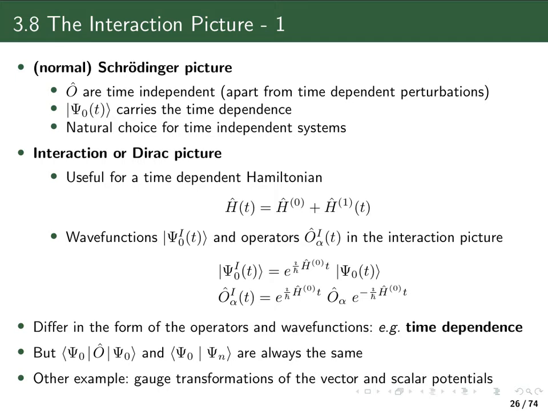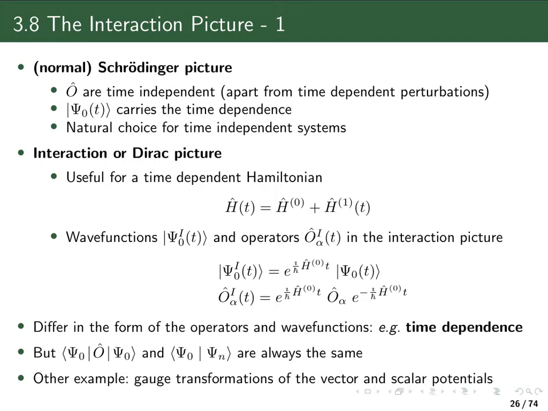In the normal Schrödinger picture, the operators are time independent in general, apart from if we have an explicit time dependence in our system, like for example, if we consider a system where there's also an electromagnetic wave present. But in the absence of these kinds of explicit time-dependent perturbations, our operators, which we use in the Schrödinger picture, are time independent. The time dependence is in the wave function, and there it is in the form of this time-dependent phase factor. So the Schrödinger picture is a natural choice for time-independent systems.